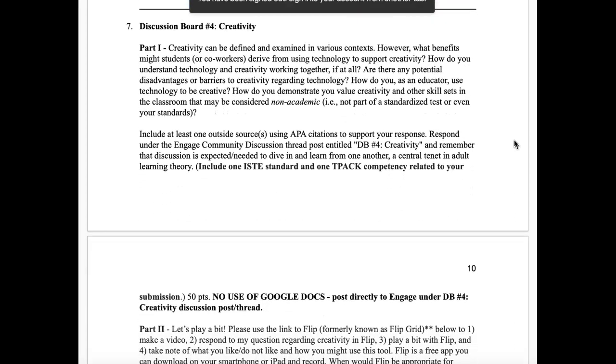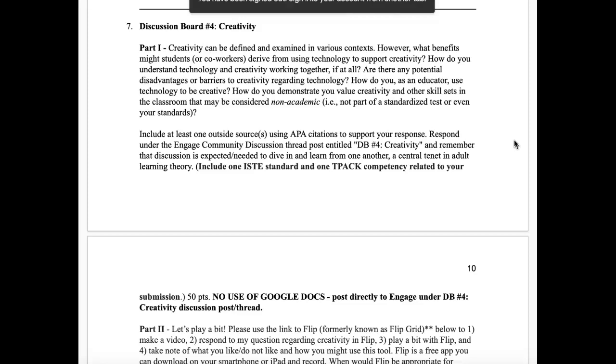Discussion 4 is about creativity. This does have 2 parts. Part 2, the use of Flipgrid, is not used with all sections, so please contact your course instructor and see if they use Flipgrid. Part 1, creativity can be defined and examined in various contexts. However, what benefits might students or coworkers derive from using technology to support creativity?